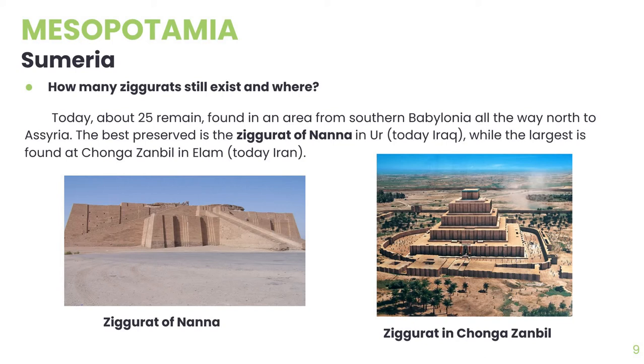So the best preserved is the one on the left, the ziggurat of Nanna in Ur. Okay, you see how massive it is? And the largest is found in Chogha Zanbil in Elam, which is present-day Iran. So yung ziggurat of Nanna, it looks so massive, pero parang elongated siya, no? Or medyo stretched lang siya. Pero yung ziggurat, it's tall, mas madami yung steps niya.